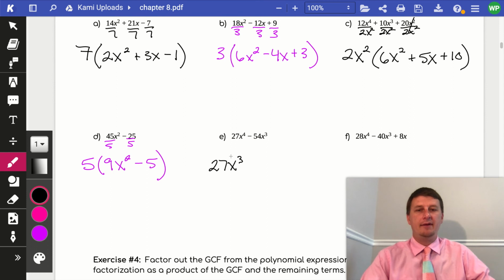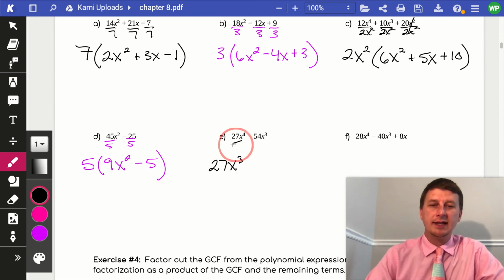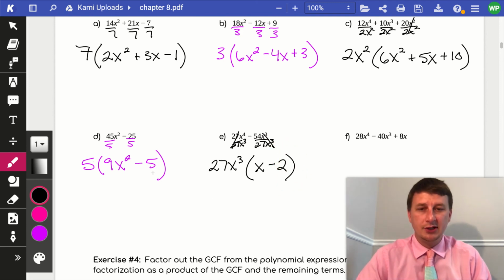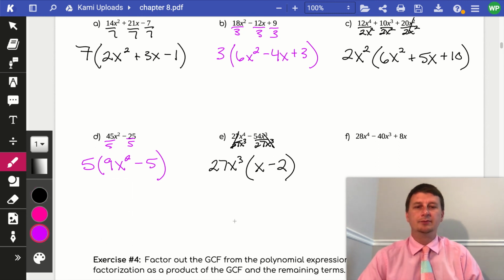So they both have at least a 27x to the third, which means that's what we're going to divide each term by, 27x to the third, to see what remains inside these parentheses. 27 divided by 27 is 1, so they cancel out. And x to the fourth divided by x to the third is just x. Negative 54 divided by 27 is negative 2. And x to the third divided by x to the third is 1, so they cancel out. So we're left with just that x minus 2. So our factorization in part E is 27x to the third times x minus 2.